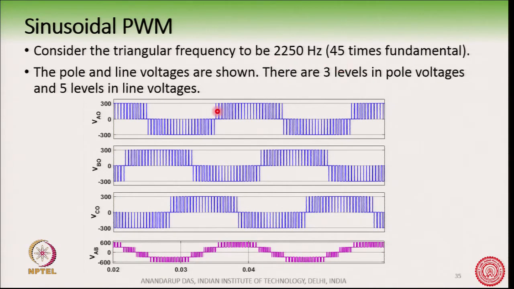So, we have switched this converter and the DC bus has been taken as 600 volts. So, there are 3 levels of voltages: 0, plus 300 and minus 300. Okay. So, VAO is switching like this, VBO like this and VCO like this, and so we get a VAB voltage like this, that is the line voltage. So, the pole voltages, that is VAO, VBO, VCO, have 3 levels, whereas there are 5 levels in the line voltage.